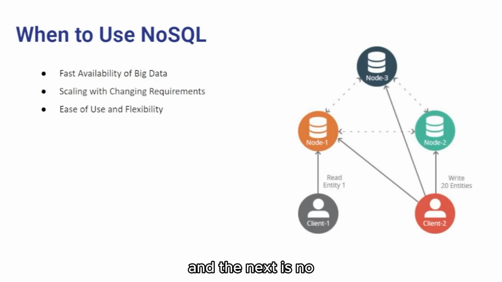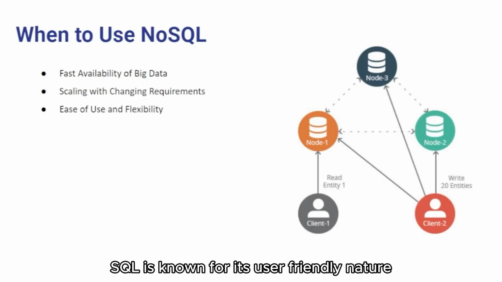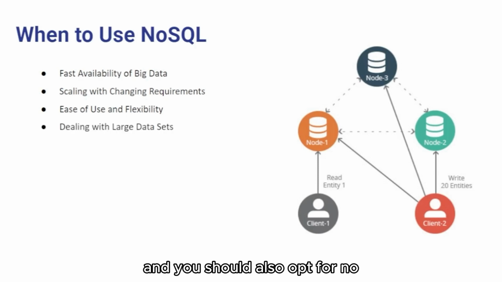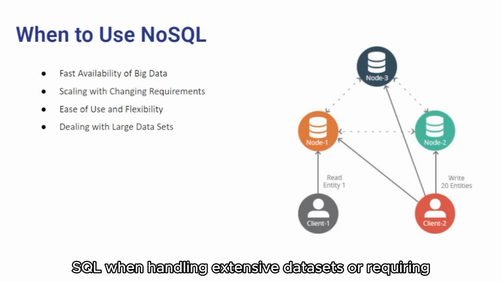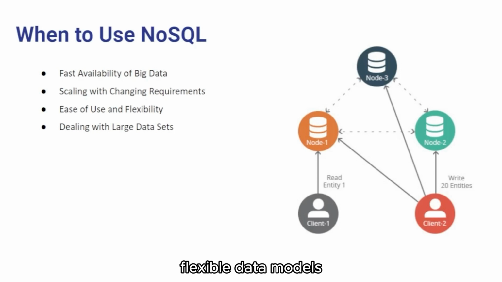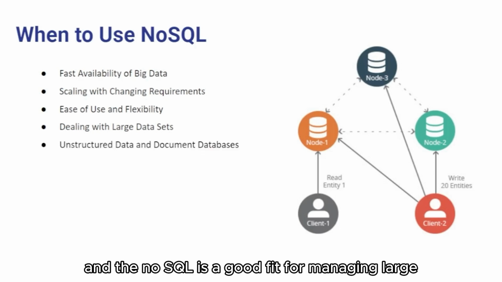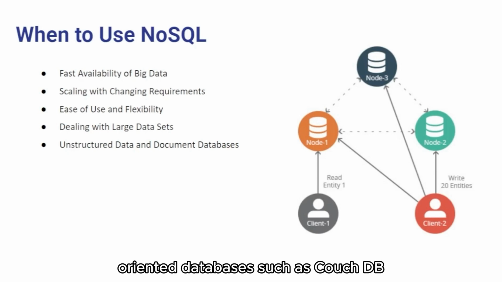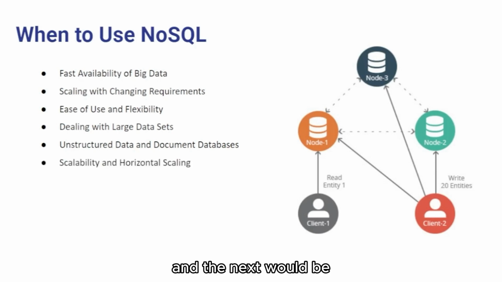And the next is, NoSQL is known for its user-friendly nature, flexibility, and high performance. And you should also opt for NoSQL when handling extensive datasets or requiring flexible data models. And then NoSQL is a good fit for managing large amounts of unstructured data and document-oriented databases such as CouchDB, MongoDB, and Amazon DocumentDB. And then next would be scalability and horizontal scaling.